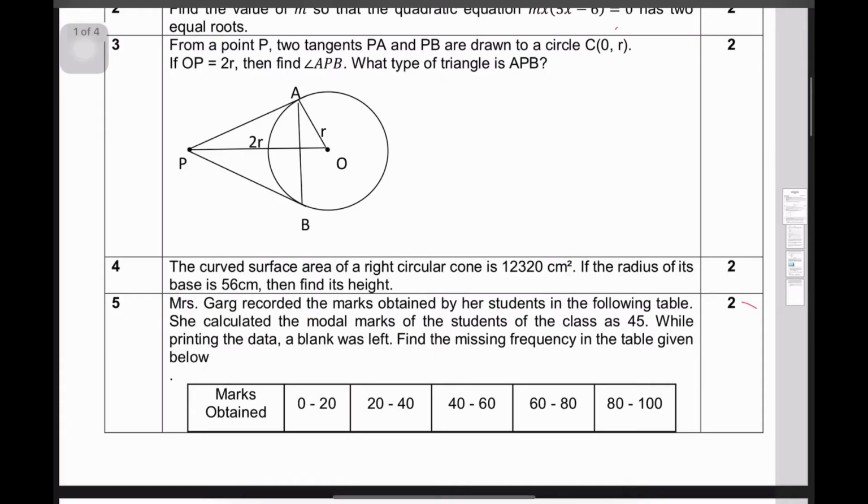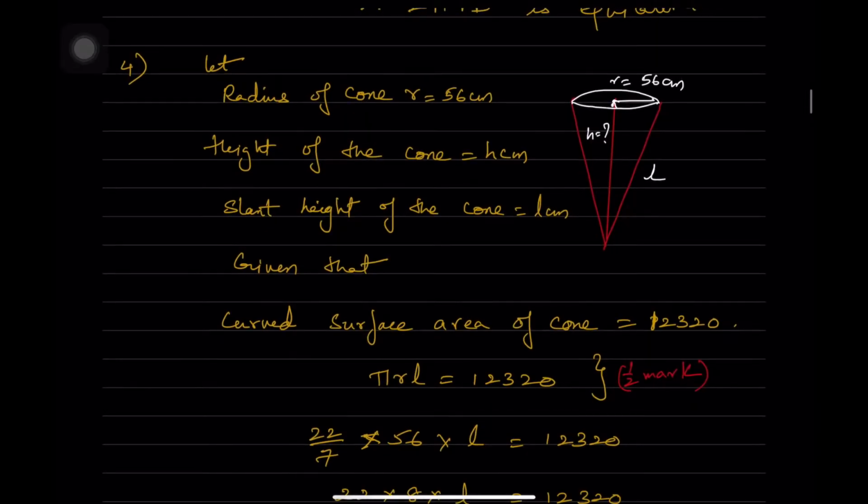The next problem is: the curved surface area of a right circular cone is 12,320 centimeter square. If the radius of the base is 56 centimeters, then find its height. So, the fourth one. Let the radius of the cone be r, which is equal to 56 centimeters. The height of the cone is what we have to find out. We are taking the height of the cone as h centimeters, which we have to find out. The slant height of the cone is l centimeters.